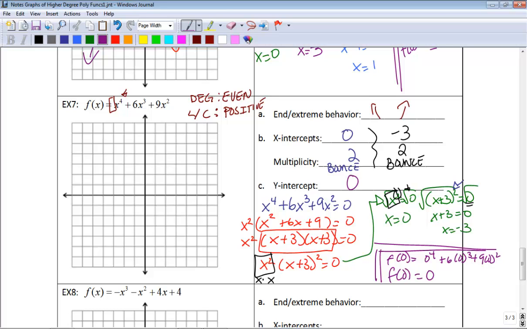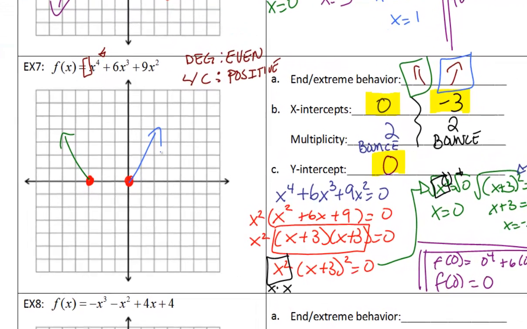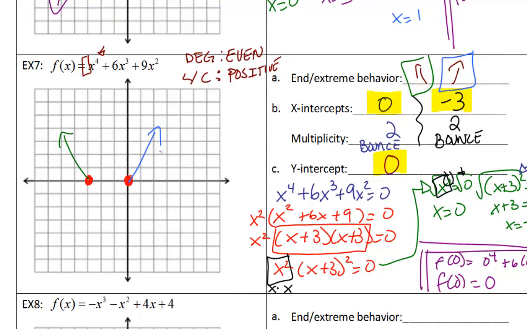Next, plot all your points. Well, what were my points? 0, negative 3, 0. So really I only have two of them. One of them is 0, and the other one is negative 3. Then what do you got to do? Put your end behavior on these points. So to the very left, what am I supposed to do? Go up. To the very right, what am I supposed to do? Go up. Now use your multiplicity and the fact that you know you need to connect the dots to get the rest of your graph.